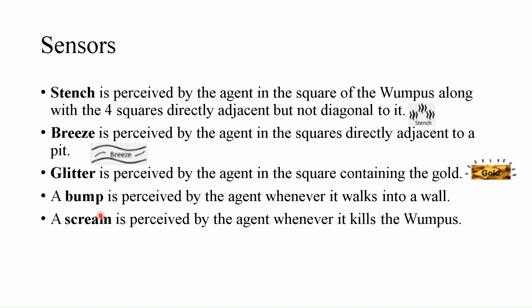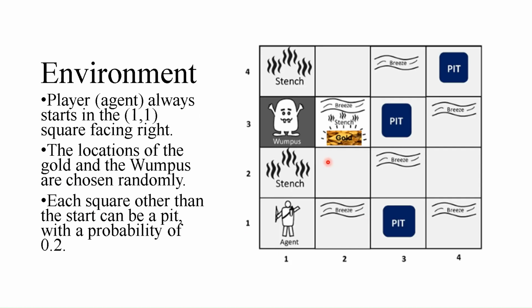Now, a scream is perceived when the agent kills the Wumpus. So suppose the agent is here, you turn upwards and shoot the arrow, or you go to 2 comma 3, turn left and shoot the arrow, or 1 comma 4, turn down and shoot the arrow. These are the only 3 cases where you can kill the Wumpus. Or perhaps from 1 comma 1, you look straight up and kill the Wumpus by shooting the arrow, which would be with blind luck.